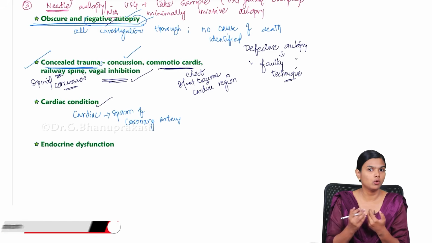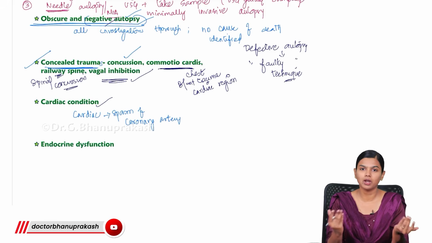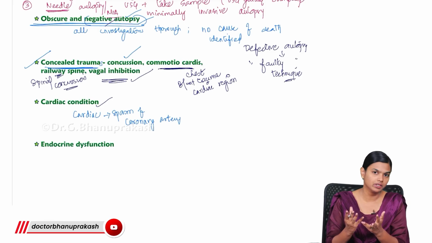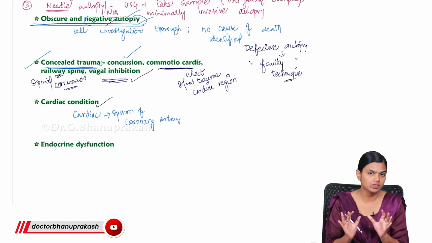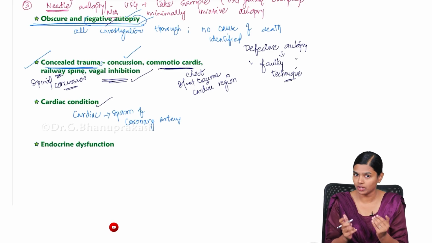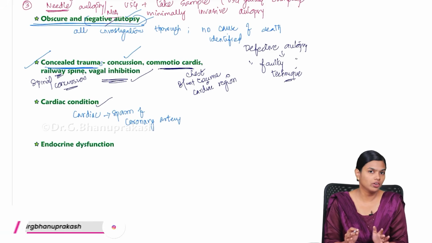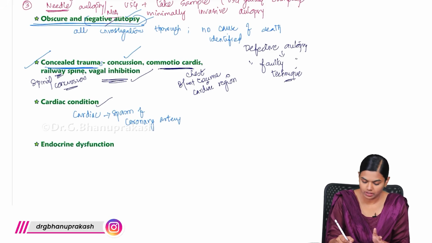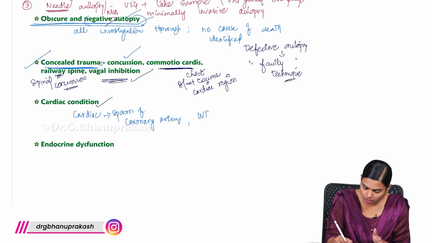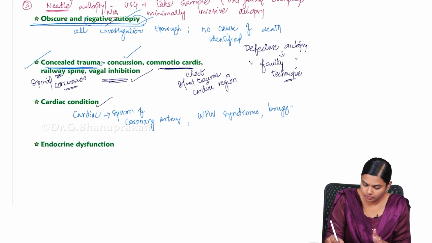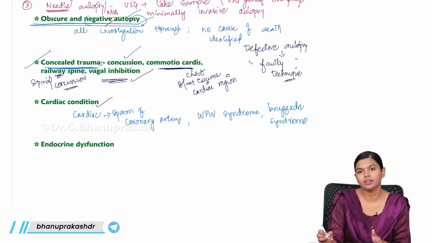When you do the autopsy, you won't be able to see anything. There won't be any plaque, there won't be anything significant like emboli or thrombi, nothing will be there. Simply, the artery would be seen very healthy, but still the patient would have died. So these kinds of cardiac conditions can also give a negative autopsy. So it is spasm of the coronary artery, Wolff-Parkinson-White syndrome, Brugada syndrome. All these can cause negative autopsy.